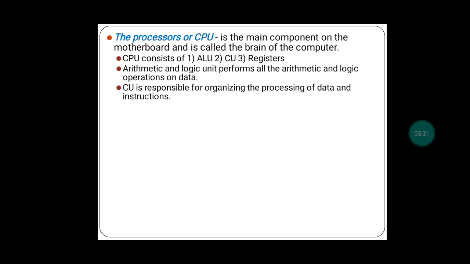Next is control unit. Control unit is responsible for organizing and processing of the data and instructions. Means what? You are giving input 2 plus 2. Who does this processing? Arithmetic unit. Controlling means, whatever input you are giving, 2 and 2, that data has to be brought from your input devices to the arithmetic and logic unit.